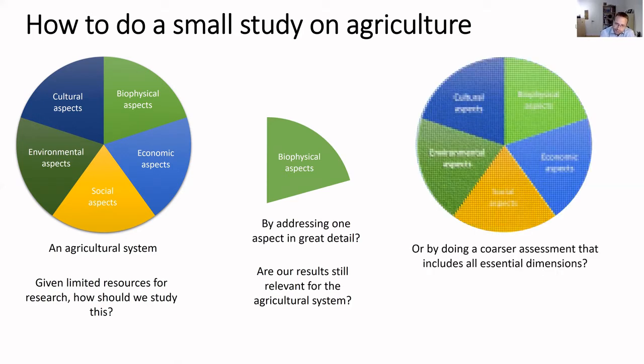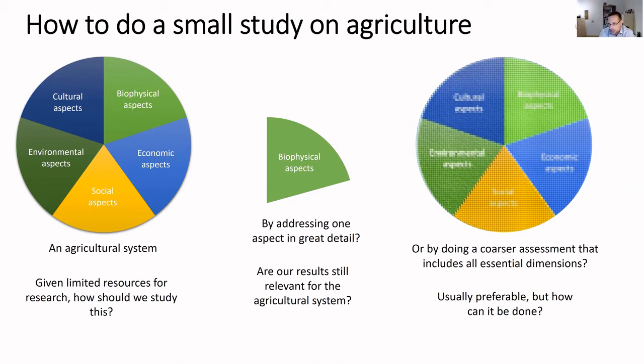So the alternative approach could, of course, be that we do a coarser assessment, but that includes all the essential dimensions. Yeah? Here, I drew this in kind of a fuzzy way, so you can't clearly see what's going on, which is a necessary side effect probably of taking this strategy, but you can still see that all the components are represented here. So I think the chances of saying something meaningful about overall system behavior goes up if you do this.